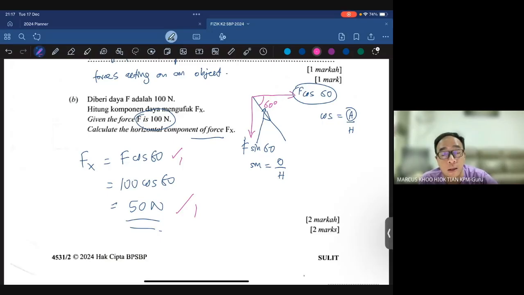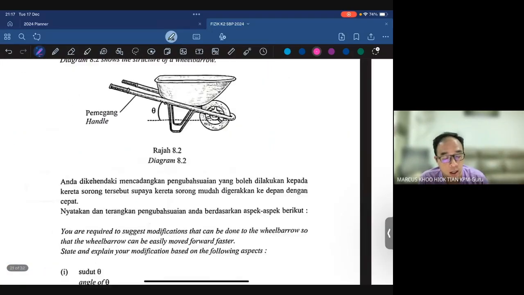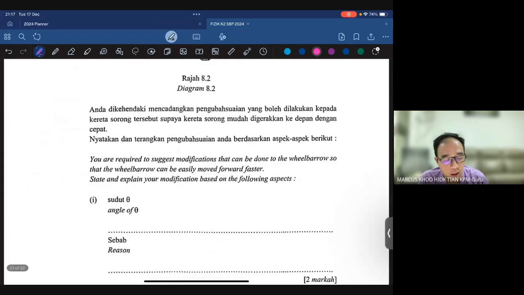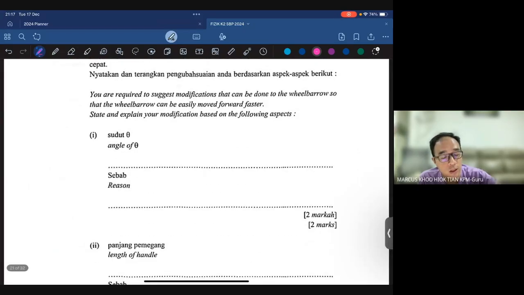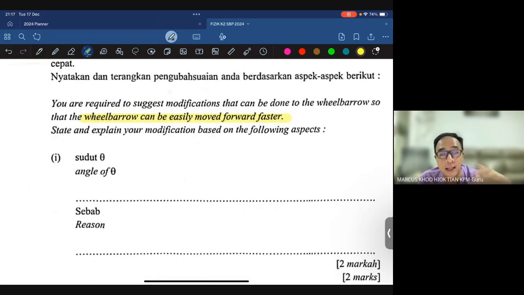Okay, yang angle. Sure, jadi yang di bawah lah yang jadi cos. Okay, structure of a wheelbarrow, you are required to suggest modifications so that the wheelbarrow can be easily moved forward faster. Now, there's a reason kenapa saya balik-balik saya highlight ini. Just to remind you that you cannot use this as your reason. Tak boleh. Okay, you have to figure out something else for the reason. Okay, so please don't copy back the question as an answer.